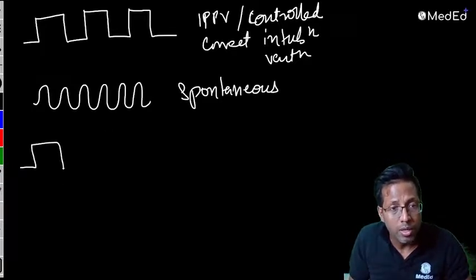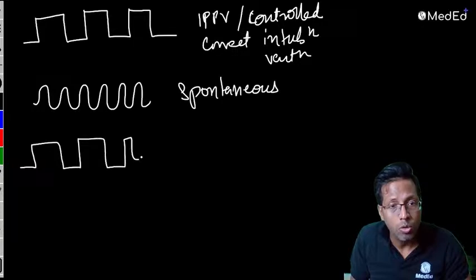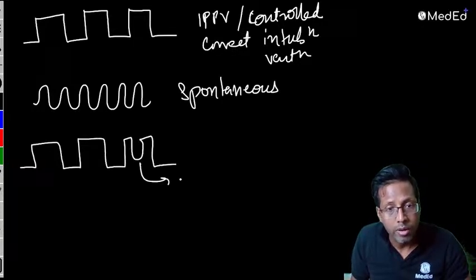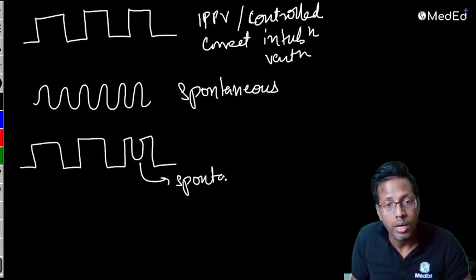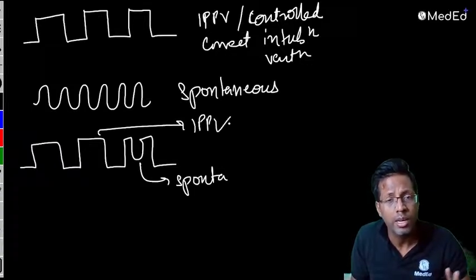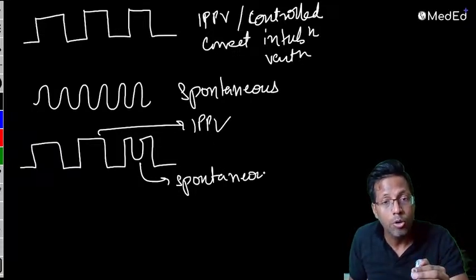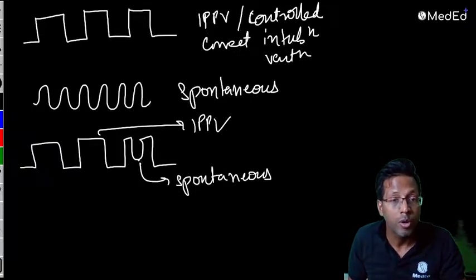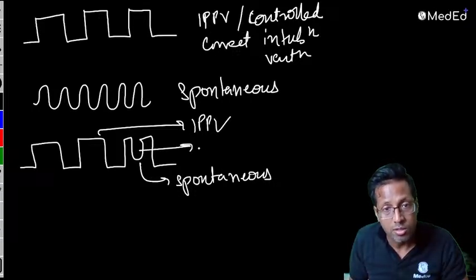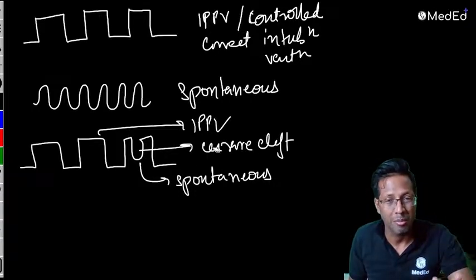So if IPPV is going on and suddenly you get a graph like this, it means someone has tried to breathe spontaneously. This means IPPV was going on, meaning controlled ventilation, correct intubation, everything is fine. But suddenly during IPPV, the patient tried to breathe spontaneously, because of which you get this graph, and this is also called a curare cleft.